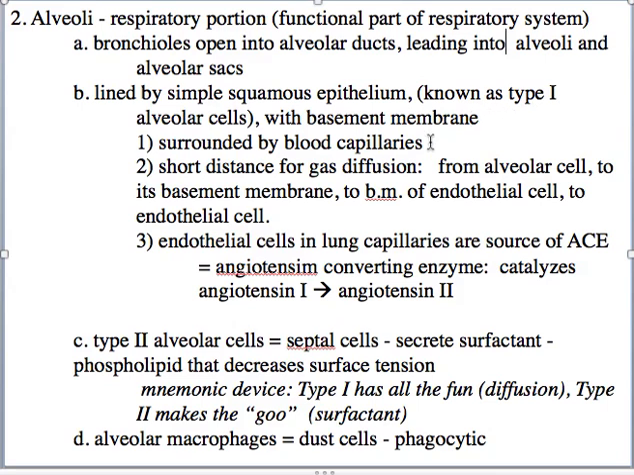These alveolar cells are surrounded by blood capillaries, which have a single-cell endothelial lining. This makes for a very short distance for gas diffusion, meaning from the alveolar cell to its basement membrane, to the basement membrane of the endothelial cell, to the endothelial cell. It's a relatively short distance for oxygen and CO2 to diffuse across. I'll show you a picture of that in just a second. Actually, I may do that now if I can find it.